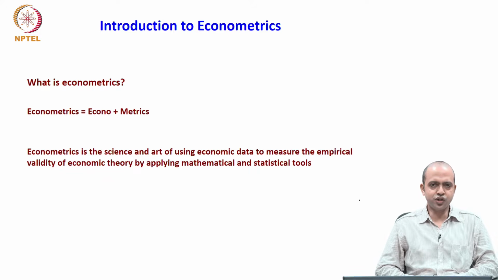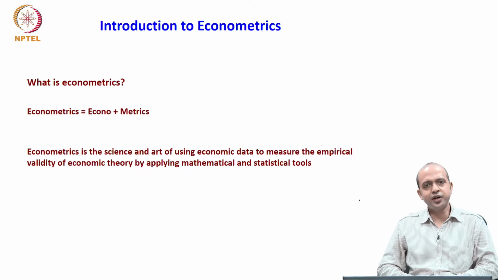Now, in this particular definition, several important components are used, and we need to learn the meaning and significance of each and every one of them. First of all, it says econometrics is a science. Why is econometrics called science? Because like any other science discipline, scientific analysis means you first observe certain things, then gather data, then analyze those data, and then you come to a certain conclusion.